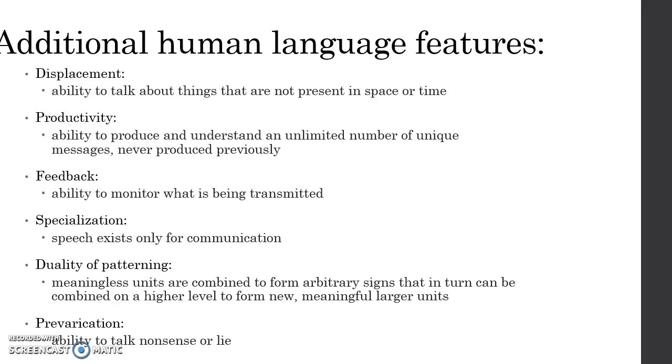Human languages also have other features, including displacement. We can talk about things that are not present in space or time. We can talk about the future, we can talk about the past, we can talk about the present, including things that are not currently around us. Productivity means that we can produce and understand an unlimited number of unique messages, and they never have to be produced previously. So if you think about the sentence, I Googled it, 20 years ago, this wouldn't have the same meaning as it does now.